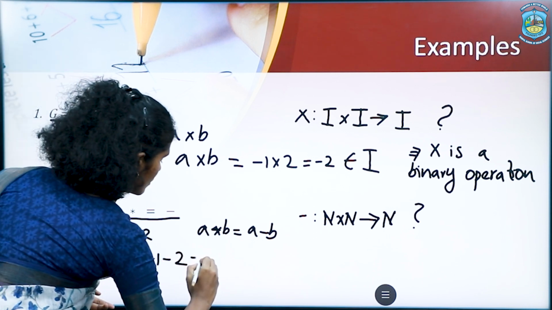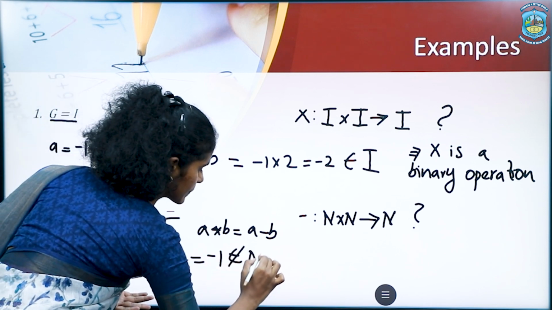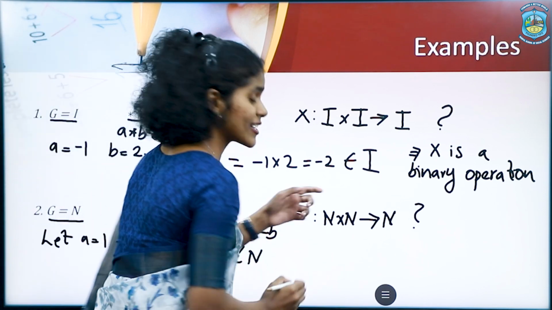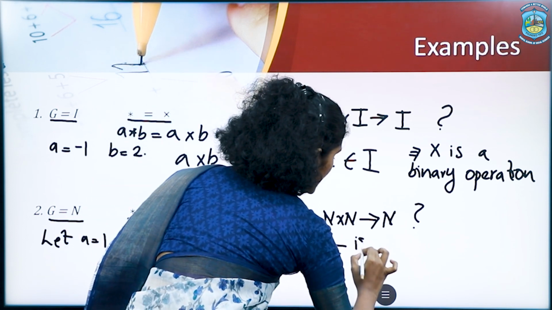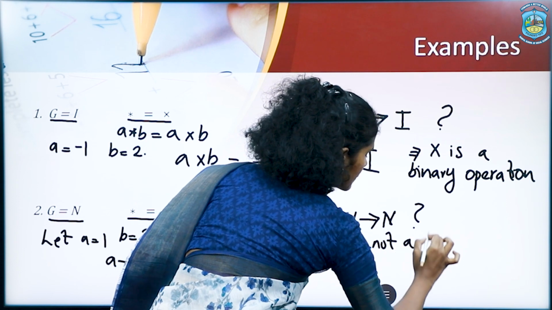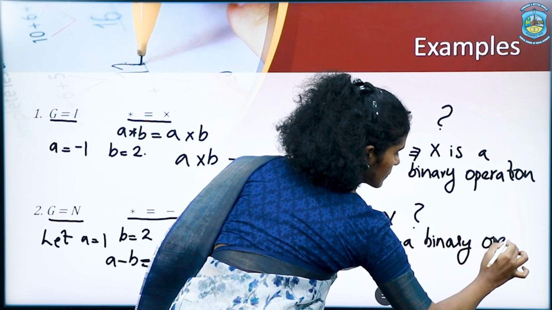So 1 minus 2 will be equal to minus 1, but minus 1 is not a natural number. So this implies this condition fails. This implies that subtraction is not a binary operation on G.